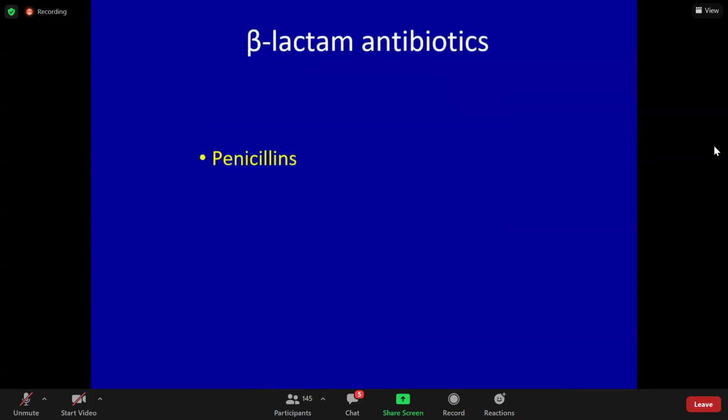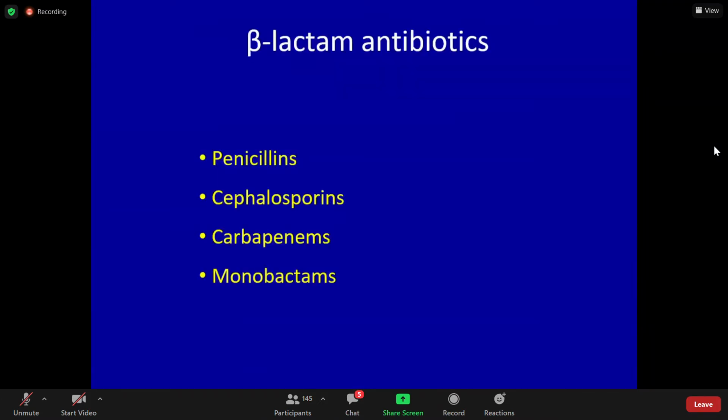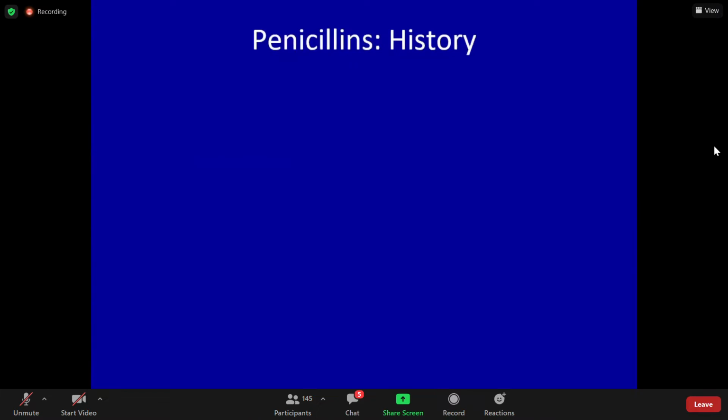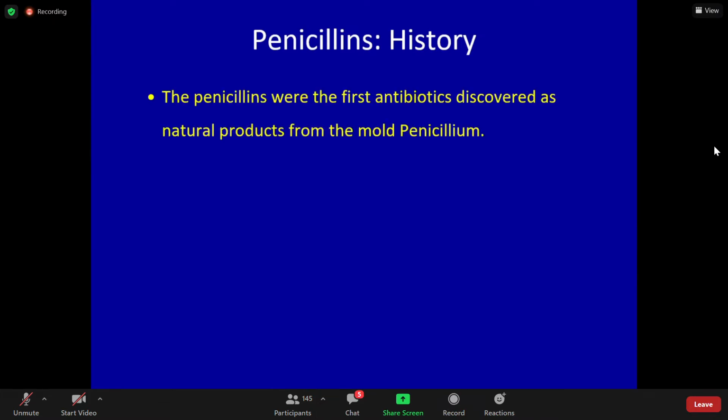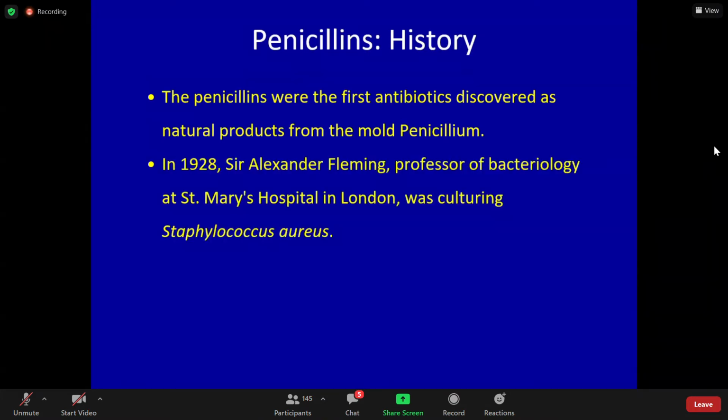Okay. Beta-lactam antibiotics, four classes. Penicillin was the first member of this group, which was invented and used just before World War II. Okay, it was incidentally found.